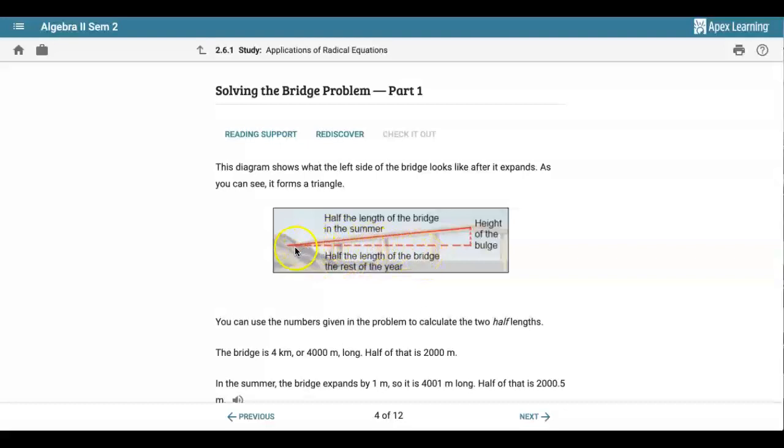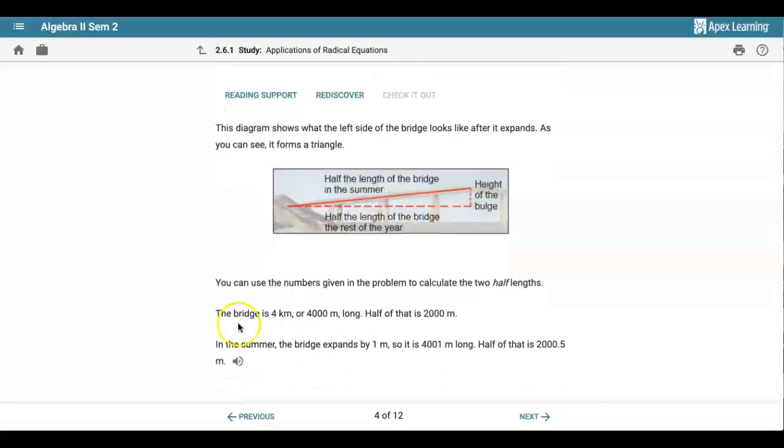Normally, it would be like this, right? Half the length of the bridge in summer. Do that expansion, and then half the length of the bridge for the rest of the year. And this would be the height of that bulge. So we can use the numbers given in the problem to calculate 2 half lengths. Or for example here, we take the values and we divide them by 2. So if the bridge is 4 kilometers long, half of that is 2,000 meters.